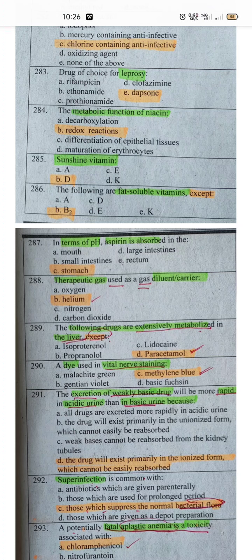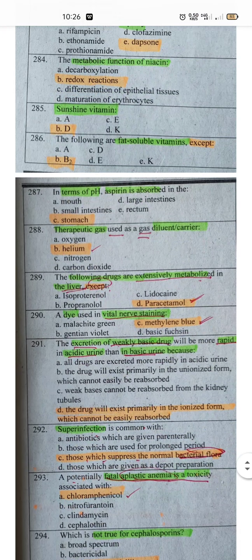ADEK, fat-soluble vitamins. In terms of pH, 287, aspirin is absorbed in the stomach. Since aspirin is acidic, the relatively low pH of the stomach favors the absorption of aspirin because at low pH, aspirin is in its unionized, more absorbable form.